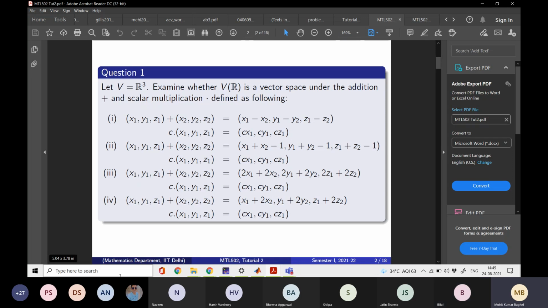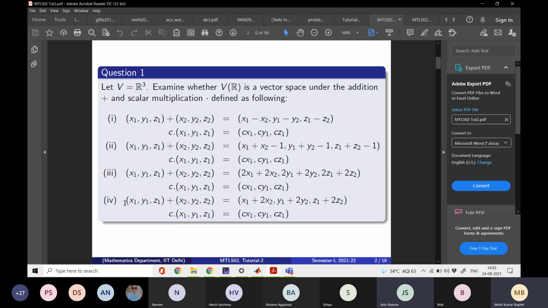Okay. But you can also see there, it is not the only reason. You can also check the other properties. So it is not a vector space. That is correct. And what about the fourth one?